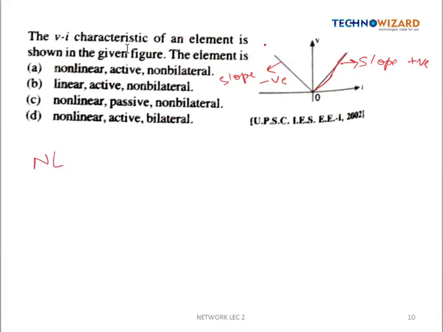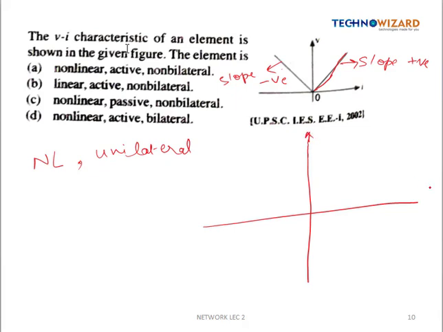Okay, and I have already told you, if the element is bilateral it will have the same characteristics in the opposite quadrant. So here they are not opposite quadrant, so it will be a unilateral element, so it is unilateral, right? So I'll give you a VI characteristic by simply which you can remember this.